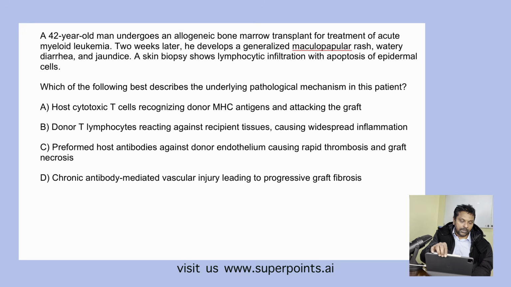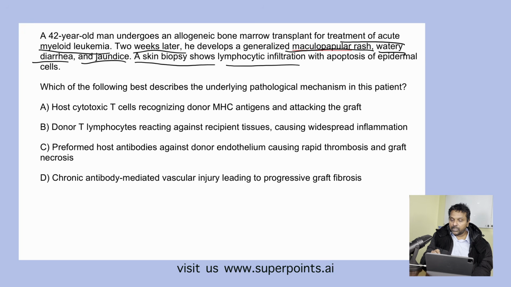Next, we are looking at a 42-year-old man who undergoes an allogeneic bone marrow transplant for treatment of acute myeloid leukemia. Two weeks later, he develops a generalized maculopapular rash, watery diarrhea, and jaundice. A skin biopsy shows lymphocytic infiltration with apoptosis of epidermal cells. Which of the following best describes the underlying pathologic mechanism in this patient? We have 4 choices here, so go ahead and choose the best answer.